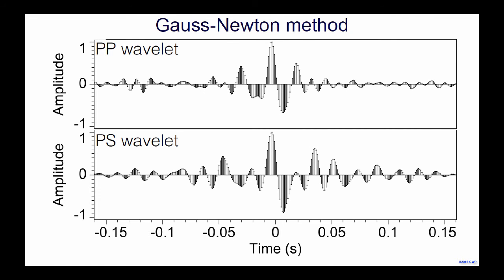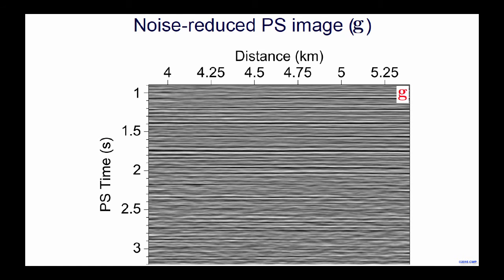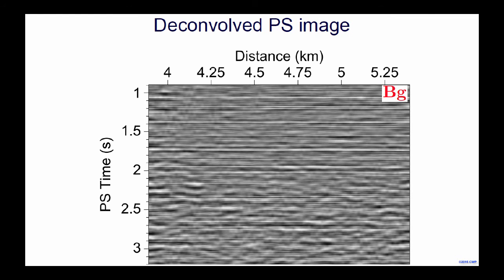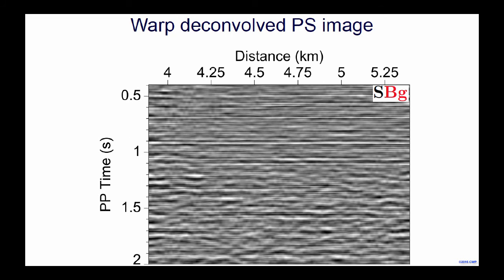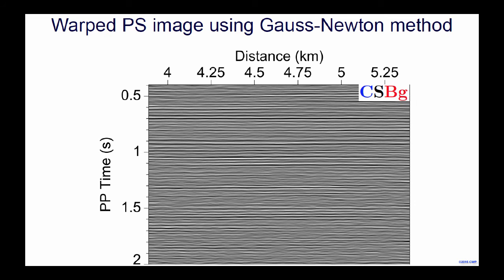So now let's use these Gauss-Newton method wavelets to perform the warping with wavelets algorithm. Again, we start with our noise-reduced PS image G, and we convolve it with our inverse PS wavelet B. Our next step is to squeeze this deconvolved image to PP time, and then convolve it with a PP wavelet C. And now let's compare our final images we get with the Gauss-Newton method, the cyclic search method, and the shaping filter, the method we used earlier.